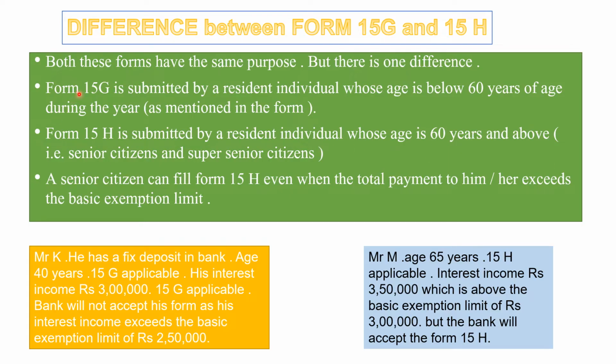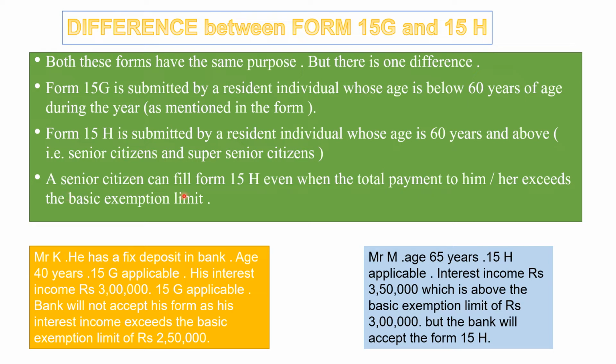Now, the difference between Form 15G and 15H. Both these forms have the same purpose, but there is one difference. Form 15G is submitted by a resident individual whose age is below 60 years during the year, as mentioned in the form. If you are under 60 years of age, then you will be filing Form 15G. And if you are above 60 years of age, that is senior citizens and super senior citizens, then you will be filing Form 15H. Okay.